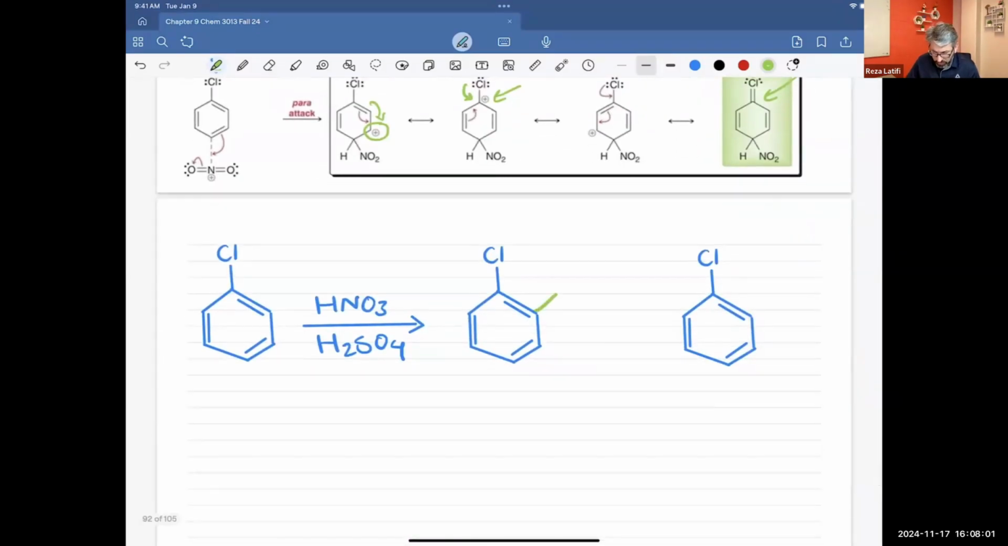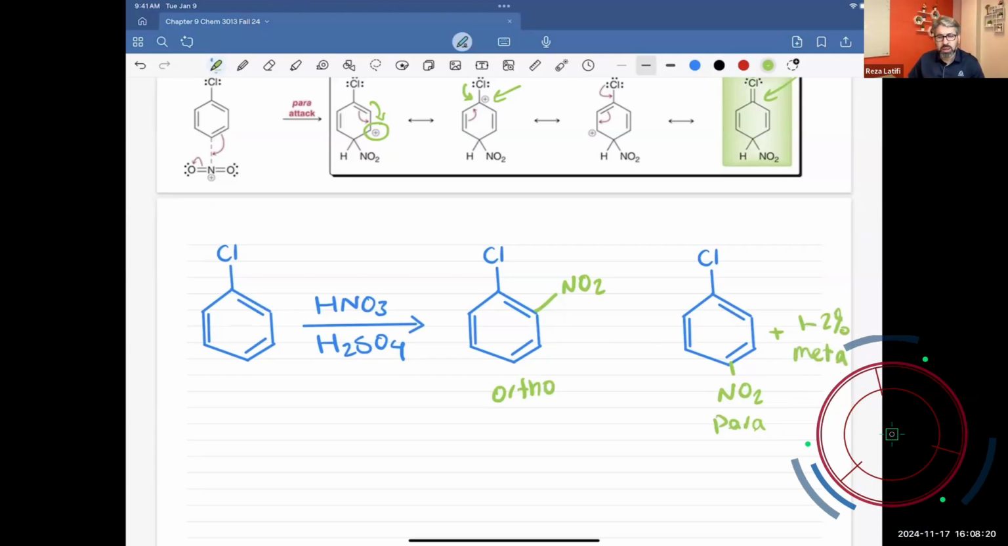So the favored one will be nitro on the ortho or nitro on the para position, plus maybe 1 to 2% from the meta position. Okay, and this is going to be the end of this lecture, and thank you very much.